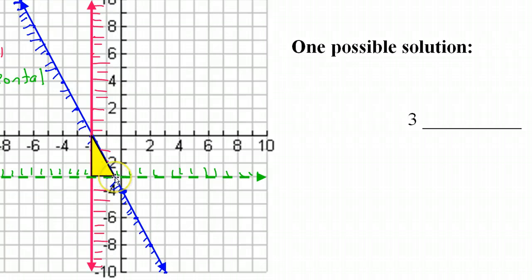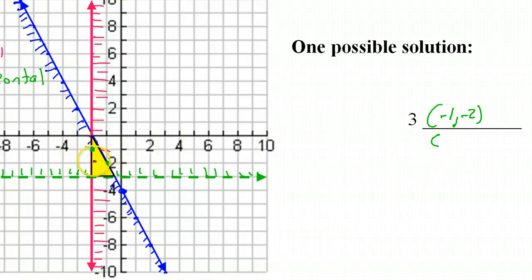Let's see. For example, negative 1 comma negative 2 would be right here on the line. So that would be valid. So negative 1 comma negative 2 would be good. What else? Negative 2 comma negative 1 would be right here. That would be part of the solution. I mean, it's on the line, but that counts.